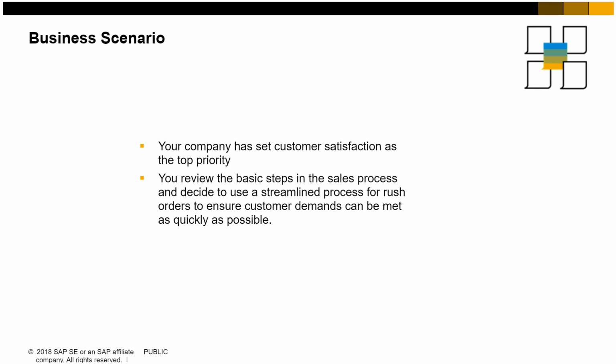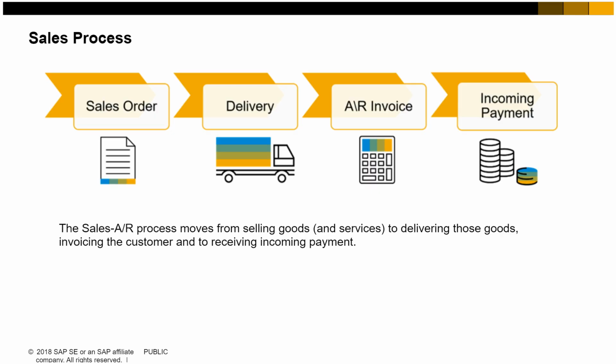Imagine that your company has set customer satisfaction as its top priority. You review the basic steps in the sales process and decide to use a streamlined process for rush orders to ensure that customer demands can be met as quickly as possible. The sales AR process moves from selling the goods and services to delivering those goods, to invoicing the customer for their purchases, to the last step in accounting of receiving the incoming payment.